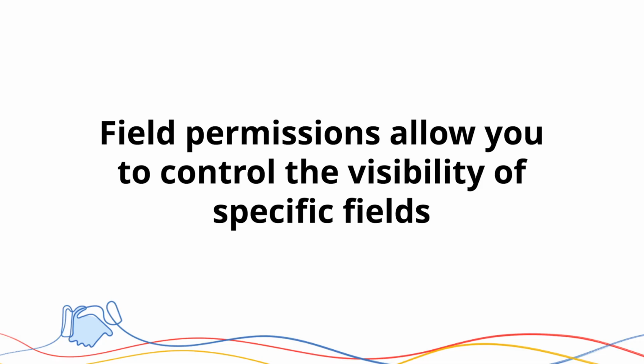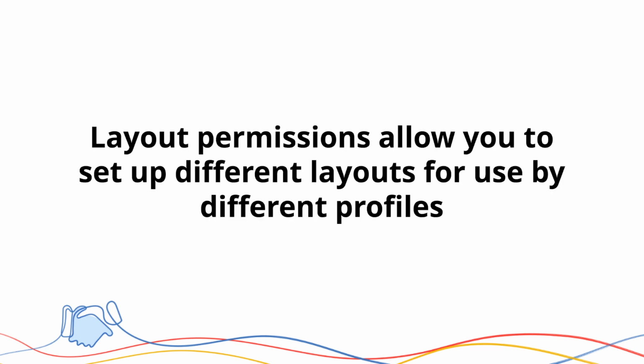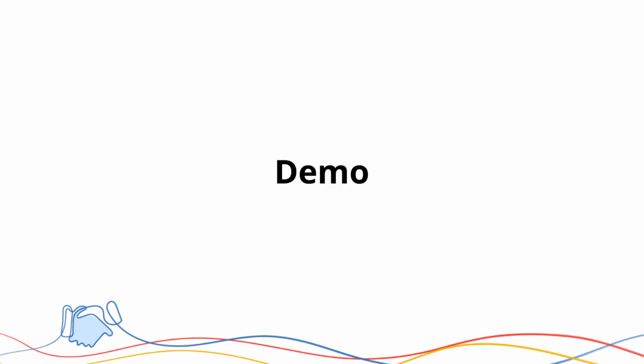So field permissions allow you to control the visibility of specific fields within a record. And layout permissions allow you to set up different layouts for use by different profiles. So let me go ahead and show you what I mean by that, because that's a little bit abstract.